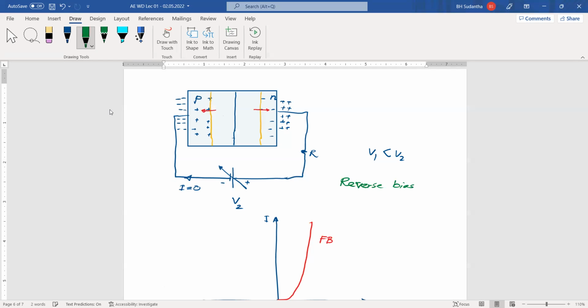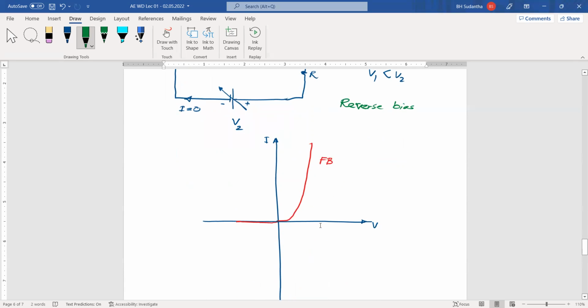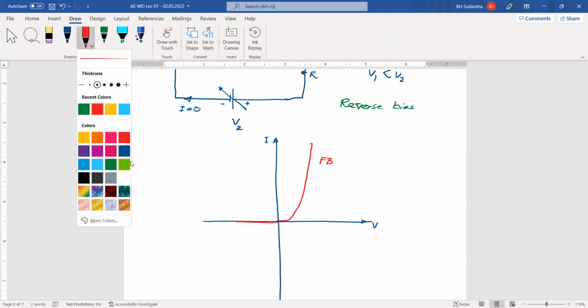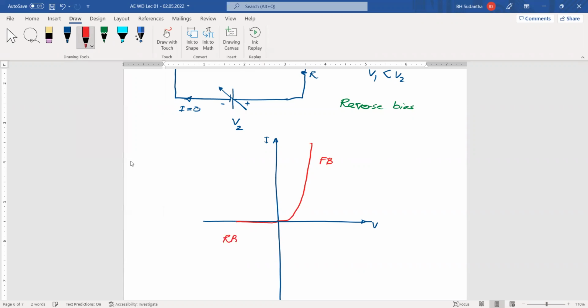When you reverse bias the diode, there is no external current. There is no current going through the device. Then this is the reverse bias side of the diode, and on the reverse bias side, the current is 0. When you forward bias the diode, you can see current is going through the diode. And this is the characteristic curve of the diode, the IV curve of the diode.